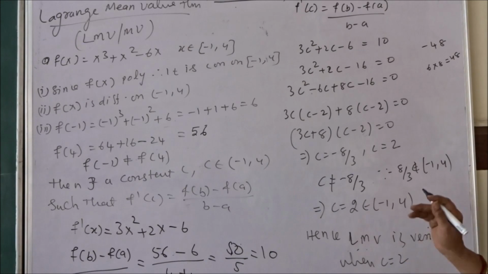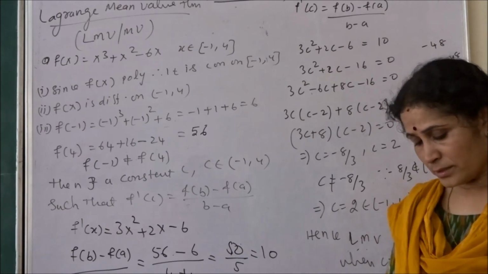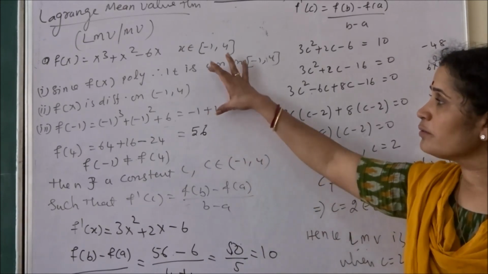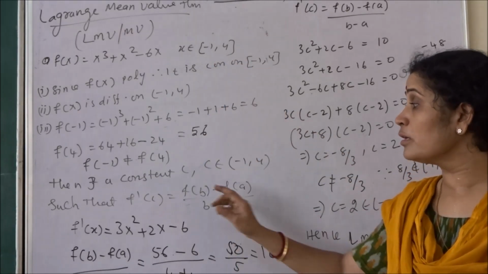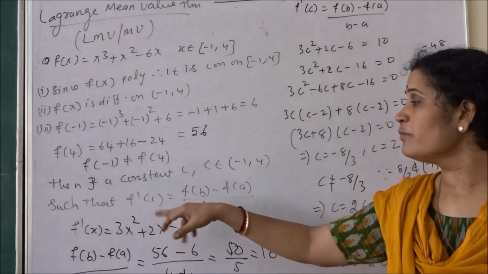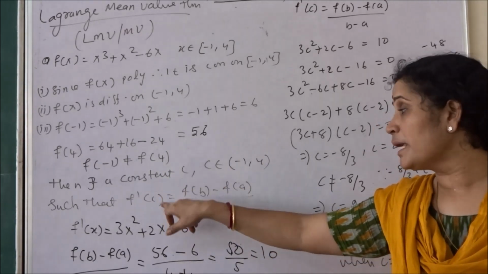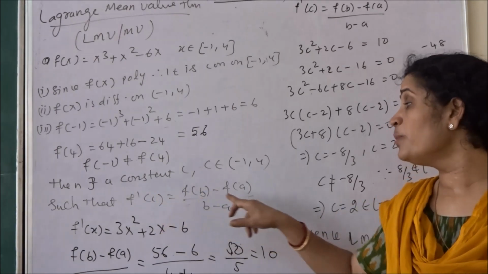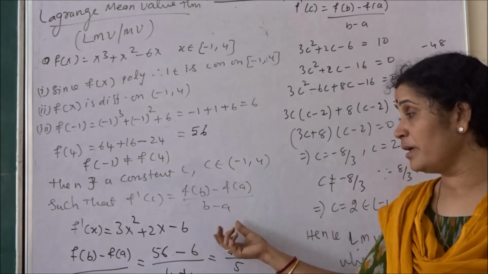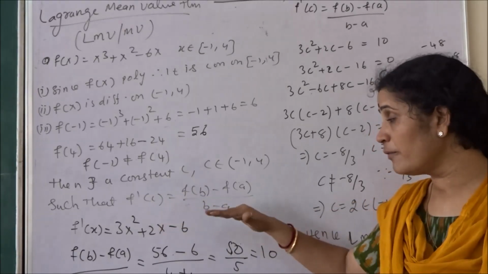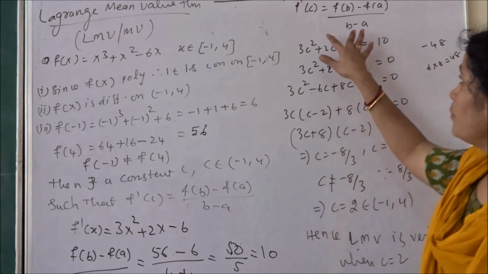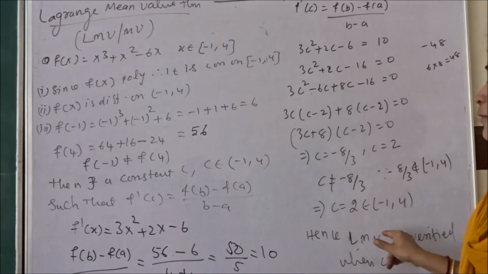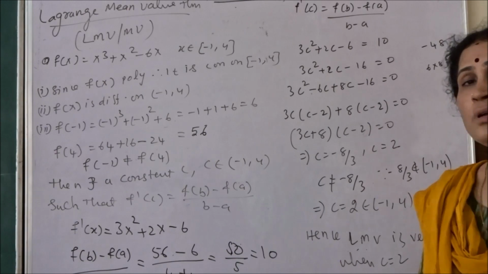So like this, nothing is difficult in Lagrange. Lagrange is also saying you have to satisfy 3 conditions, and do the calculation very properly. Then don't forget this formula. In Rolle's theorem we say f'(c) equals 0, but in LMV we say f'(c) equals [f(b) minus f(a)] upon b minus a. That means you have to find the left side and the right side, keep both equal, then find the value of c. So don't forget the procedure for Rolle's theorem and Lagrange theorem.